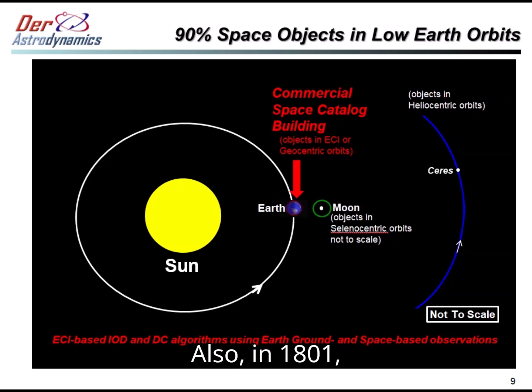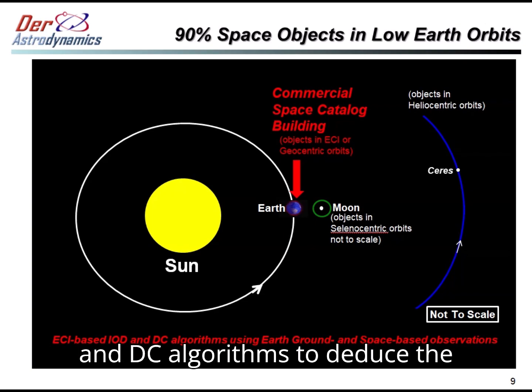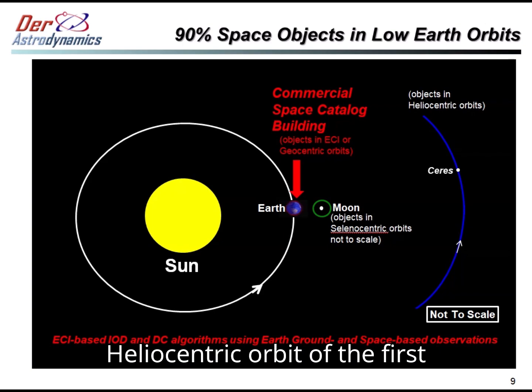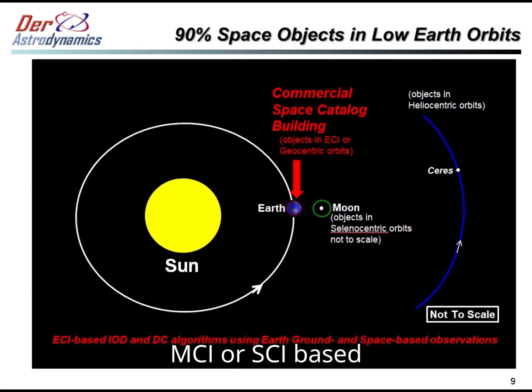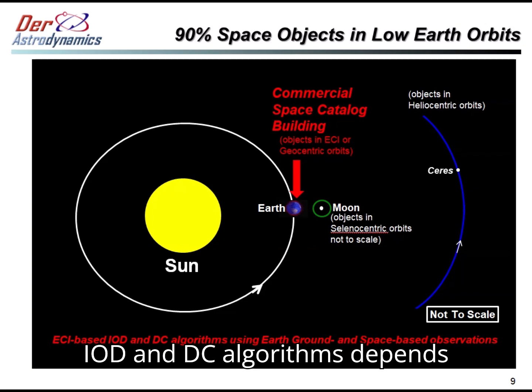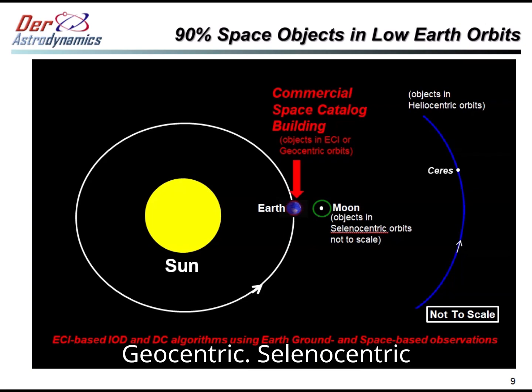Also, in 1801, Gauss invented SCI-based IOD and DC algorithms to deduce the heliocentric orbit of the first asteroid Ceres from the observations of Piazzi. That is, applications of ECI, MCI, or SCI-based IOD and DC algorithms depend respectively on the object being in geocentric, selenocentric, or heliocentric orbits.